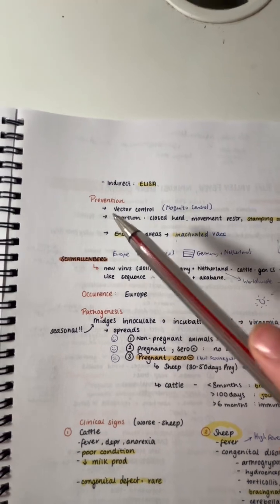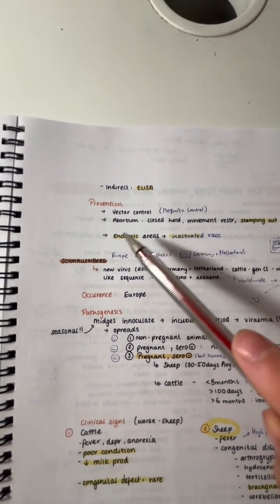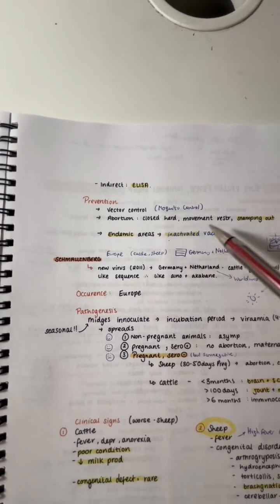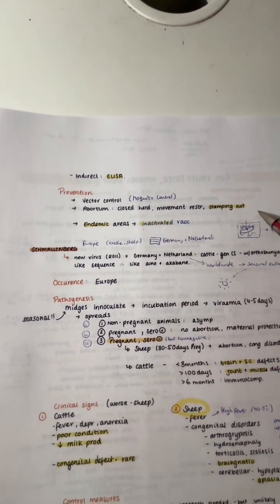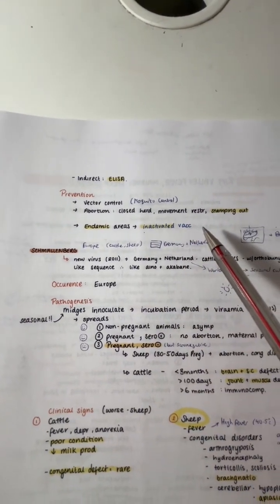For prevention, you need to have vector control, so you need to control the number of midges. And for abortion, close the herd and have movement restrictions and stamping out. And in endemic areas, there is an inactivated vaccine.